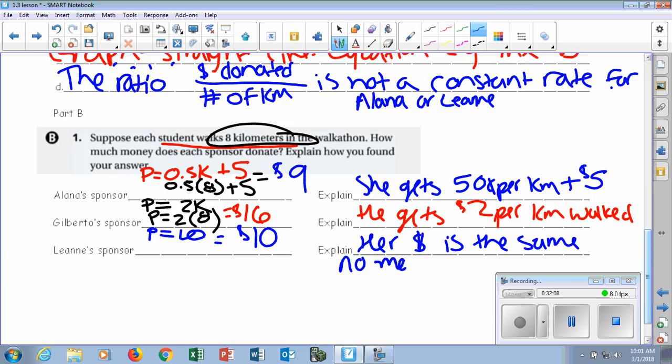So we are going to finish up these notes tomorrow. There is no homework today. So keep this in a safe spot so we can pull it back out and finish this tomorrow.